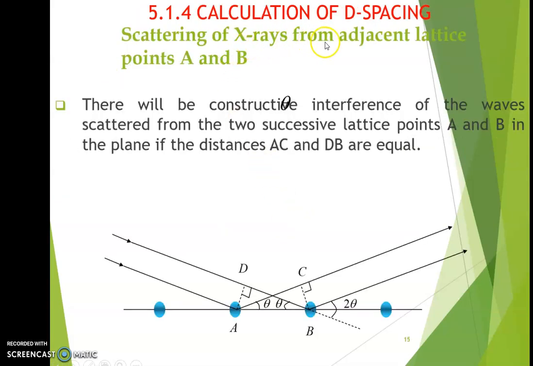Scattering of X-rays from adjacent lattice points A and B, from the figure. Now we are going to calculate the d spacing. There will be constructive interference of the waves scattered from the two successive lattice points A and B in the plane if the distances AC and DB are equal.